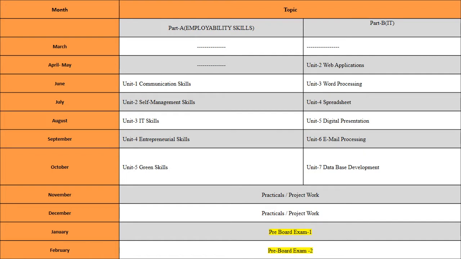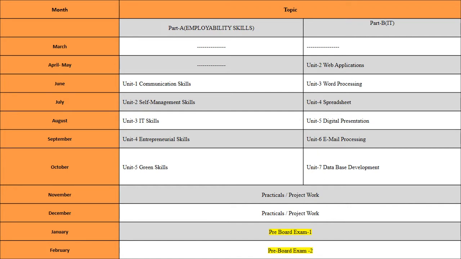Coming to part A, in part A there are 5 units: communication skills, self-management skills, information technology skills, entrepreneurial skills, green skills. So you will be asked 10 marks from the part A section. And coming to part B: web applications, word processing, spreadsheet, digital presentation, email processing, database development. From the part B section you will be asked for 40 marks.